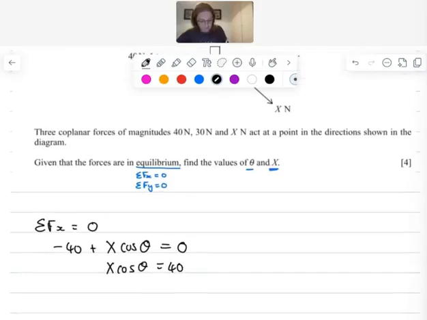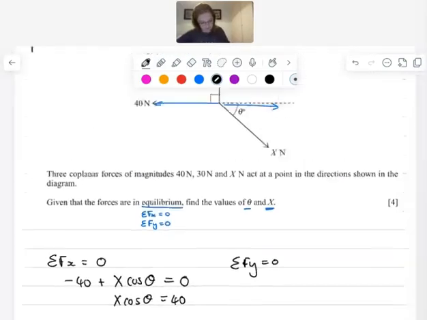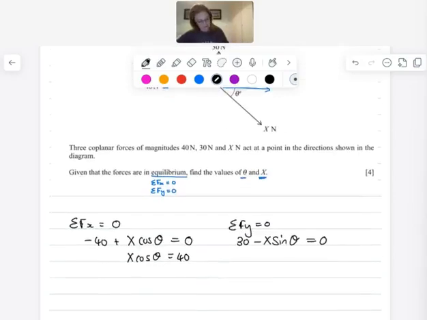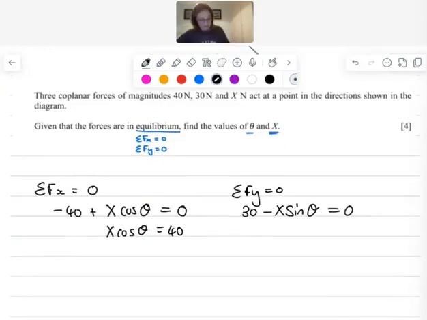If I look at the sum of my forces in the y direction, they are also equal to 0. In the y direction, I've only got 30 acting up, and I've got x sine theta acting down, so that's minus x sine theta. If I take my x sine theta to the other side, x sine theta is equal to 30.